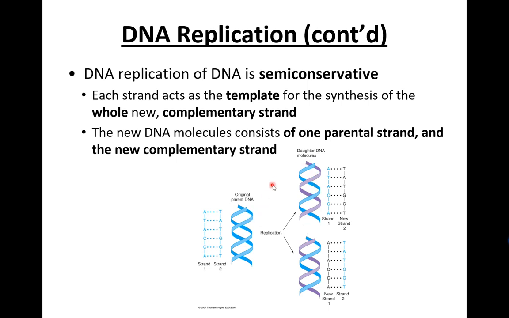And by doing that, you end up having that from one original parental DNA molecule, you have two molecules which both have one parental strand and a completely new antiparallel strand attached to it. So each molecule would have conserved half of the original DNA in the form of one of the two strands, and therefore is referred to as semi-conservative.